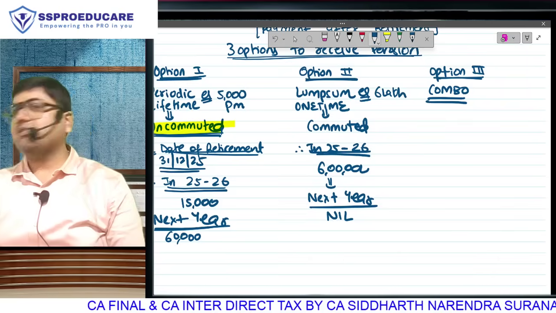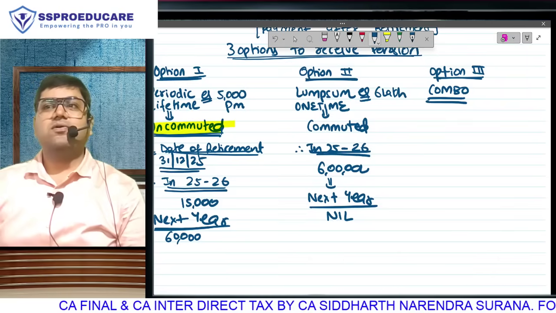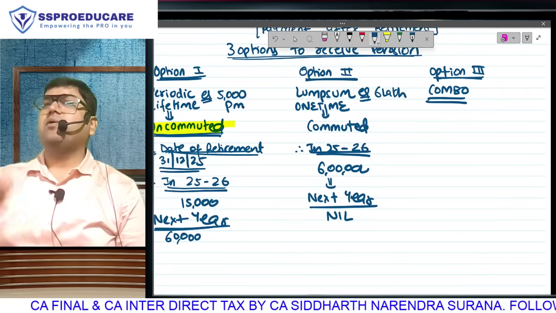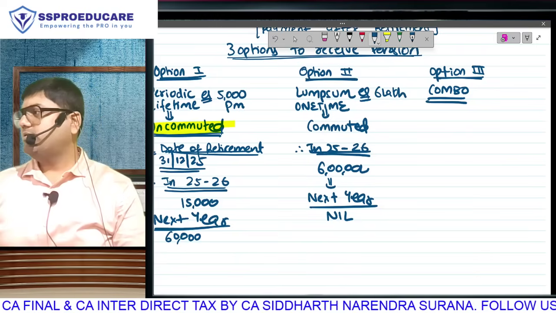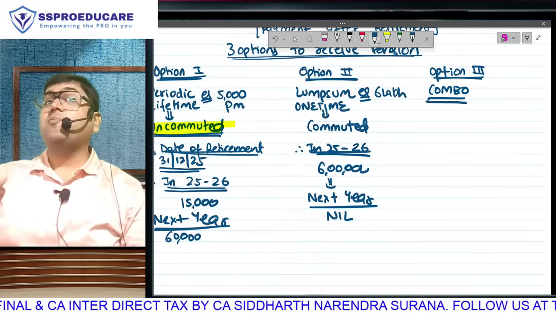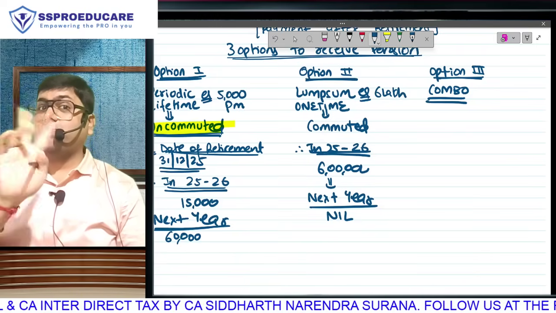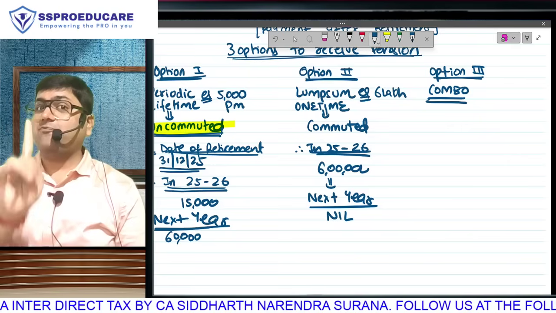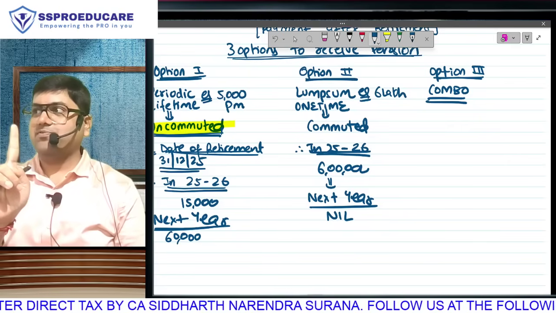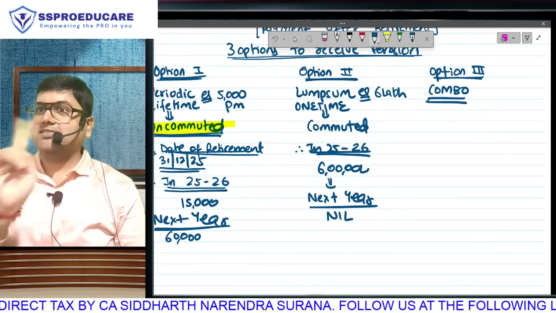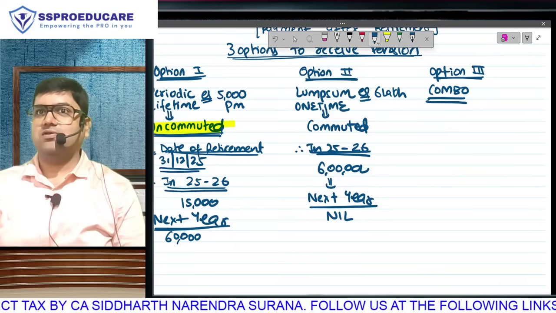Is it also possible that I need some big lump sum right now, but not as big as 6 lakh, maybe about 3-4 lakhs I need. But if I go for commuted, my 5,000 will fully stop. First you have to understand this. If I take 5,000, I won't get anything from 6 lakh. And if I take 6 lakh, I won't get anything from 5,000.